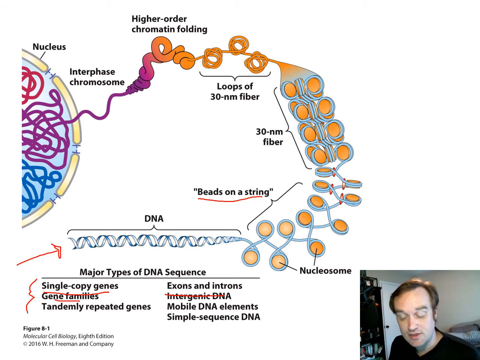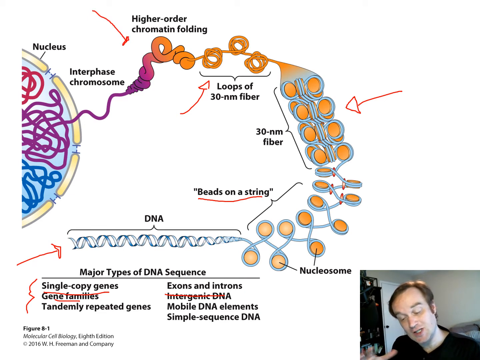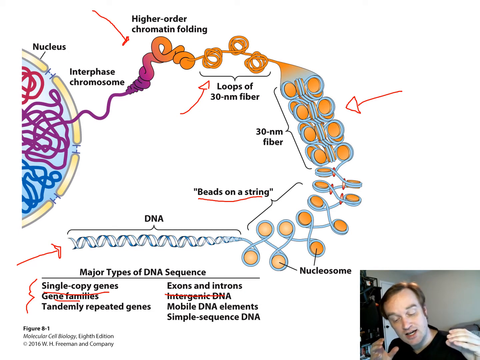DNA. Then from there, those beads on a string, the nucleosomes, form chromatin, which are even more highly packaged groups of nucleosomes. So the nucleosomes get wound together into these bigger 30 nanometer fibers. In addition, we have loops of those fibers. So we're getting bigger and bigger as we go here. And then we have higher order chromatin folding. So we get even larger loops until we get to those interphase chromosomes.